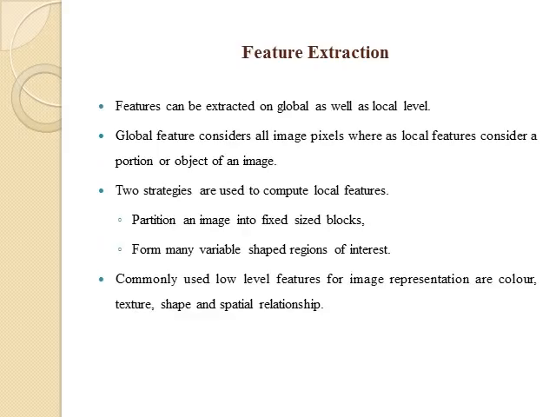Next is feature extraction. Features can be extracted on a global as well as local level. Global features consider all image pixels, whereas local features consider a portion or object of an image. Two strategies are used to compute local features. First, partition an image into fixed size blocks, or into variably shaped regions of interest. Commonly used low-level features for image representation are color, texture, shape, and spatial relationship.